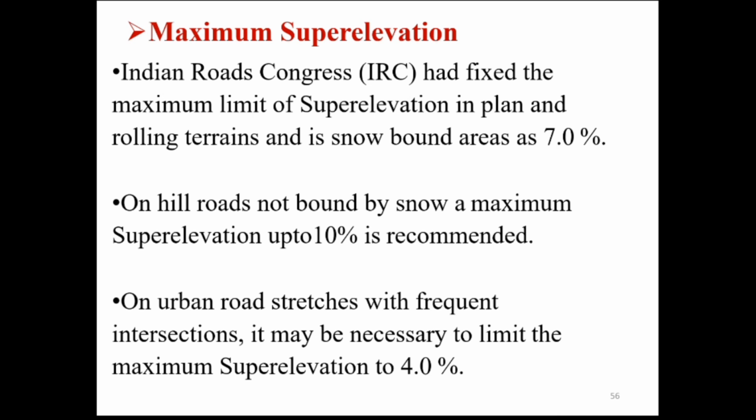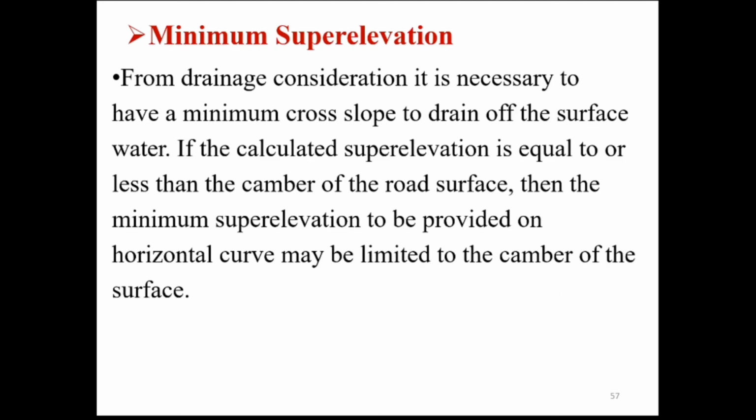Next, the maximum super elevation. As per the Indian Road Congress, the maximum limit of the super elevation in the plain and rolling terrains and in the snow-bound areas is fixed as 7%. On the hilly roads not bound by the snow, a maximum super elevation up to 10% is recommended. And on the urban road stretches with frequent intersections, it may be necessary to limit the maximum super elevation to 4%.